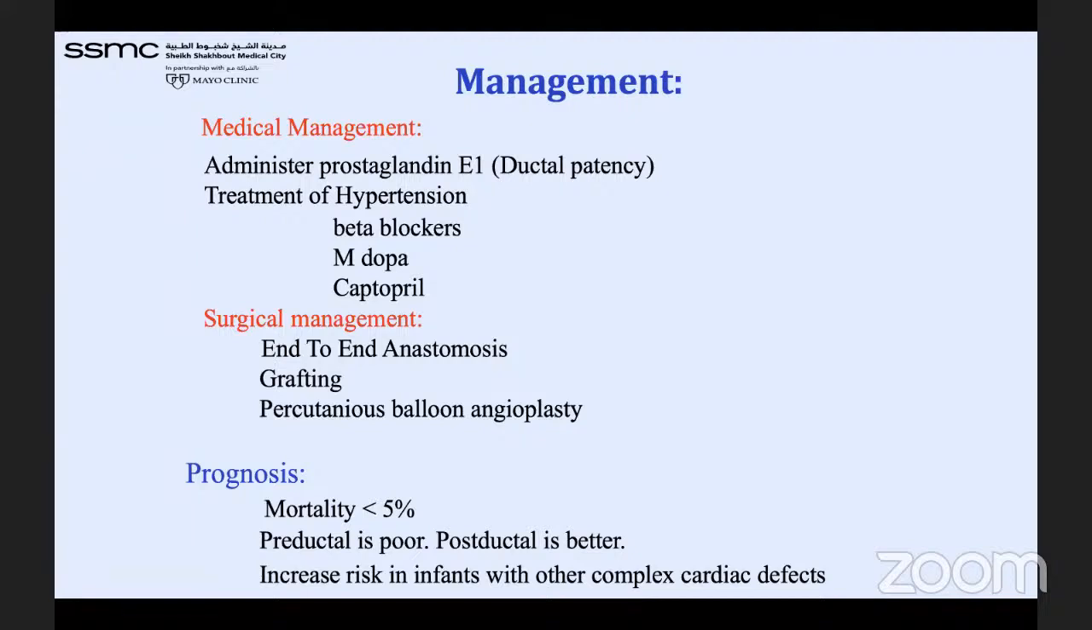Prognosis: mortality is less than 5%. Preductal is poor, postductal is better. Increased risk in infants with other complex cardiac defects, which is because of the complex congenital heart disease. So the definite management is the surgical management for the coarctation of the aorta.